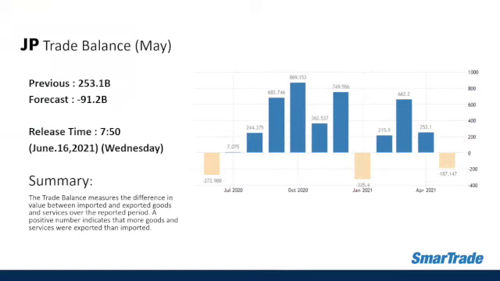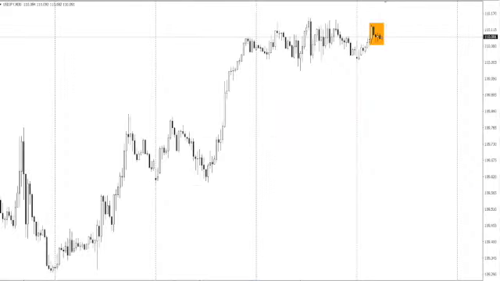Also, we have the trade balance for Japan for the month of May. The previous data was 253.1 billion yen and forecasted at negative 91.2 billion, released at the same time, 7:50 a.m. The trade balance for Japan was negative 187.1 billion yen for the month of May. But for the dollar yen, after the release of the Japan data, as you can see, there was no significant effect.